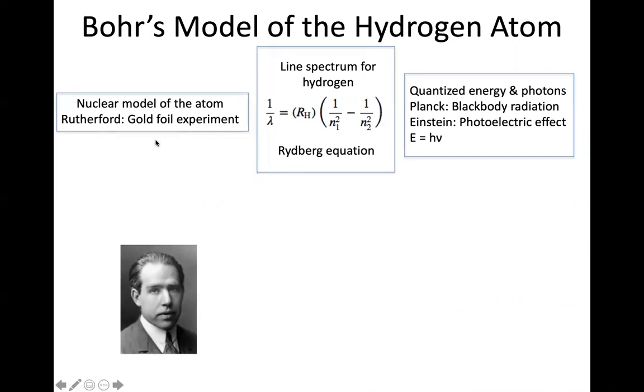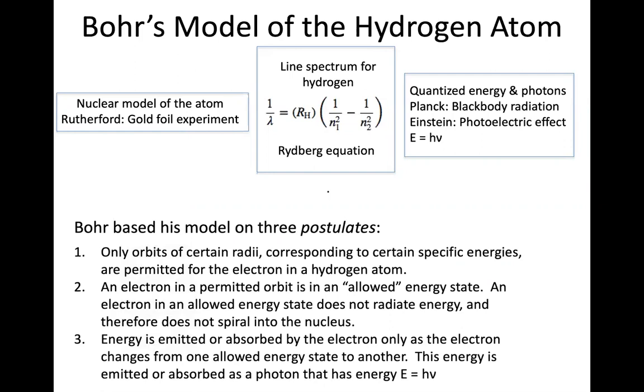We saw the nuclear model back in chapter 2. We just saw at the start of chapter 6, the idea of quantized energy and photons. And we're adding in the idea of the line spectrum. Bohr brings all of these together for what he thinks a hydrogen atom is like. He thinks that a hydrogen atom is going to be built on these particular features. He is going to say that the electron can be found only in certain distances away from the nucleus. Only certain radii are allowed.